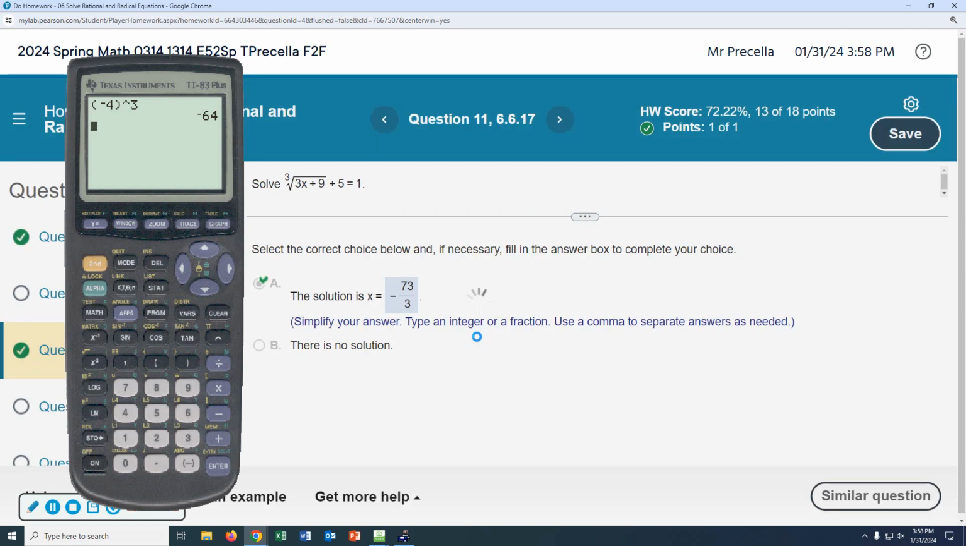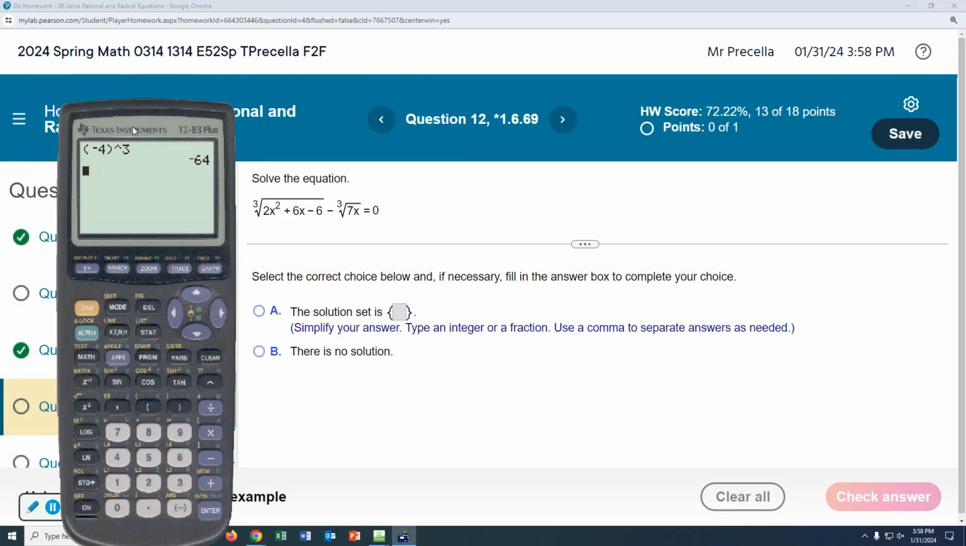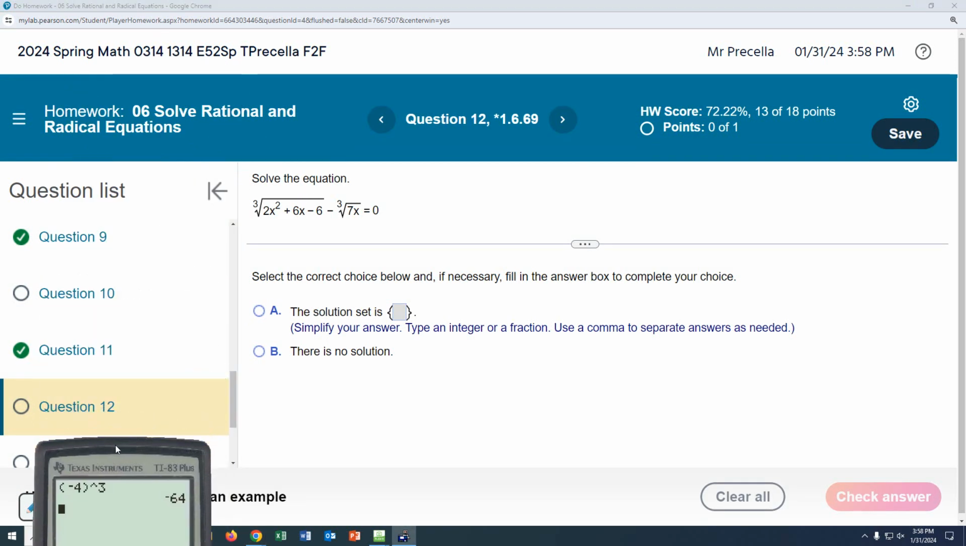Going quickly now. We're going to do two more, problem 12 and problem 14. So just bear with us. Number 12. This one has two cube roots. It looks hard. I bet this is the hardest one so far. And no, it isn't. It's the cube root of 2x squared plus 6x minus 6, minus the cube root of 7x, equals 0.